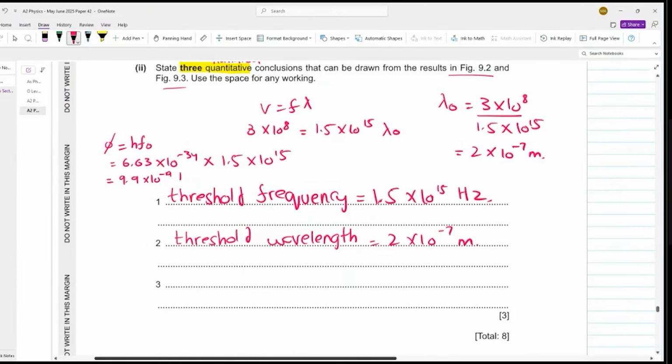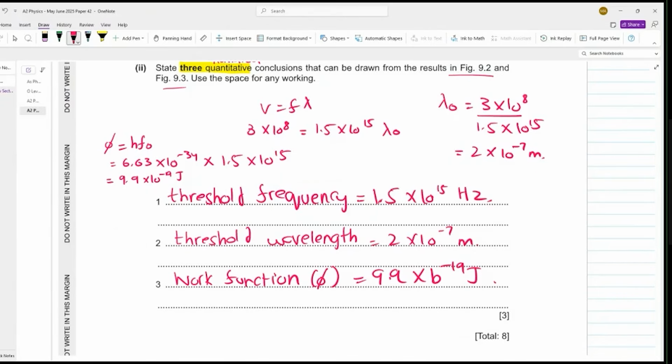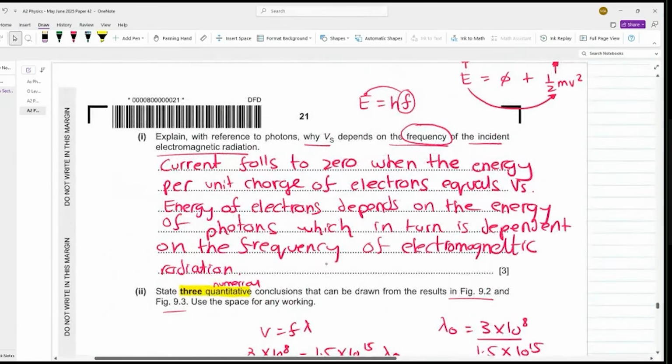Simple, you have given 3 numerical conclusions. Work function phi is equal to 9.9 into 10 raised to the power of minus 19 joules. Does this entire thing make sense? Should we move ahead to the last question? Yes. How did you brainstorm for part 1? Let me see. Achha, very easy.